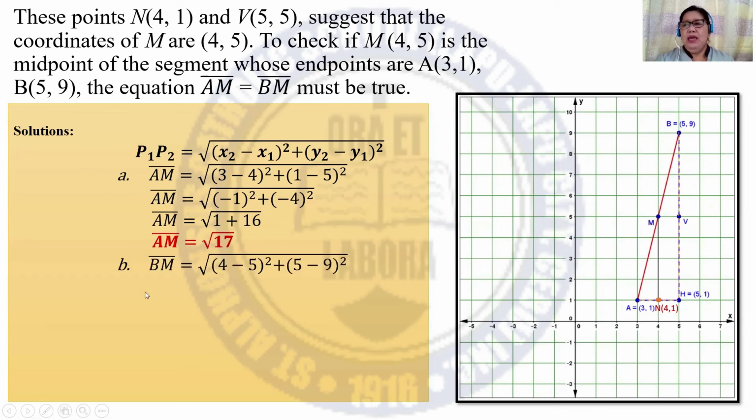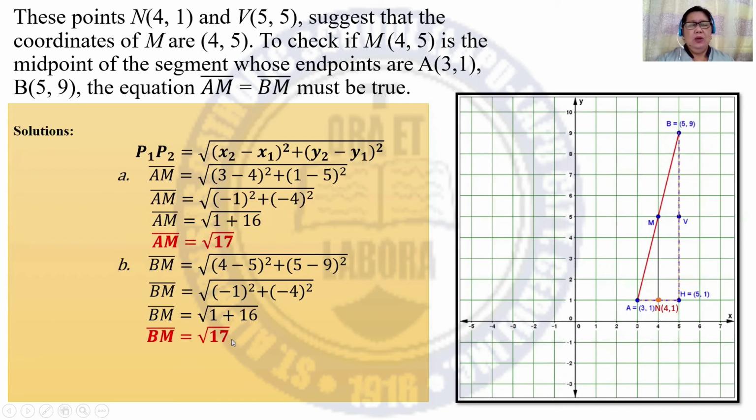Next, from B to M, we have 4 minus 5 plus 5 minus 9, then you square. Simplify, we have negative 1, and here we have negative 4. The square of negative 1 is 1. The square of negative 4 is 16. So the answer for BM is square root of 17. Since AM is equal to BM, then M is the midpoint of segment AB.